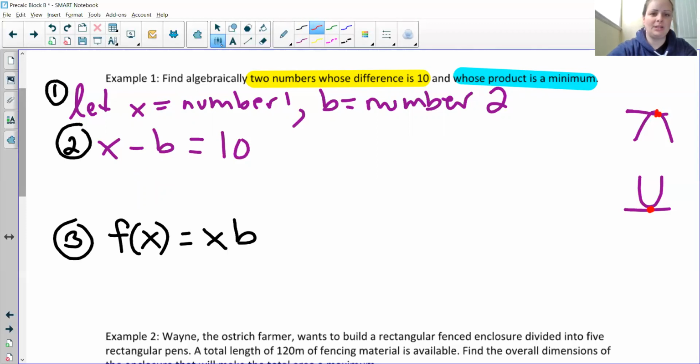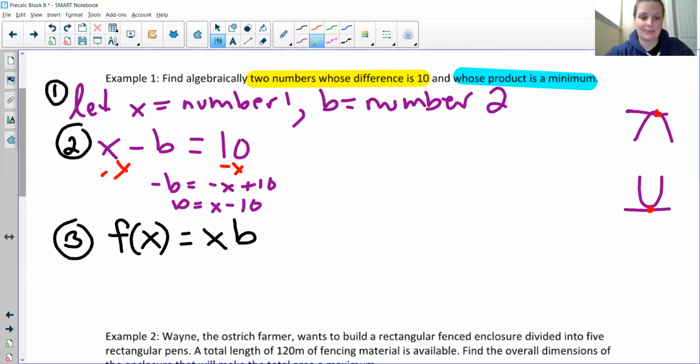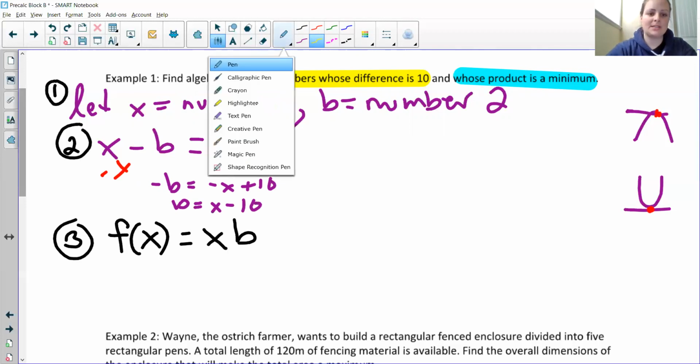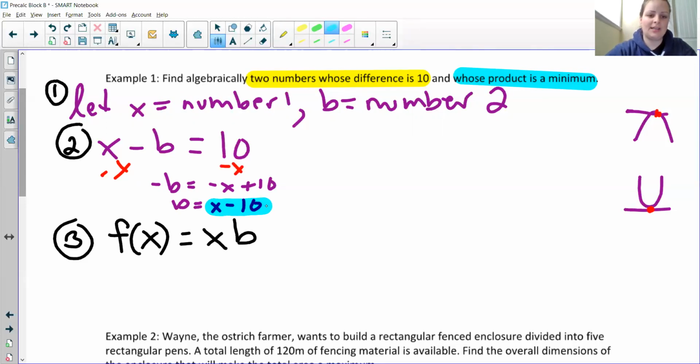We want it to be what b equals, so we're going to subtract x from both sides. That's going to give us negative b equals negative x plus 10, and then we're going to divide everything by negative 1, and we're going to get that b equals x minus 10.